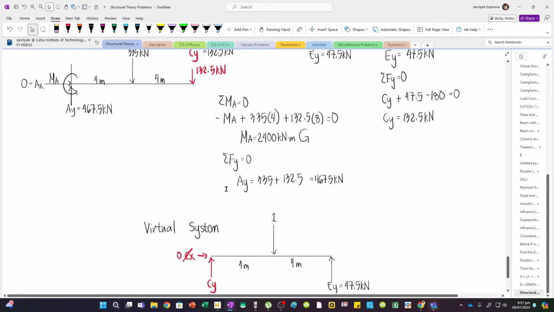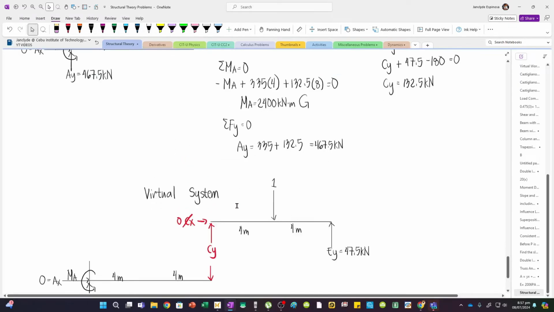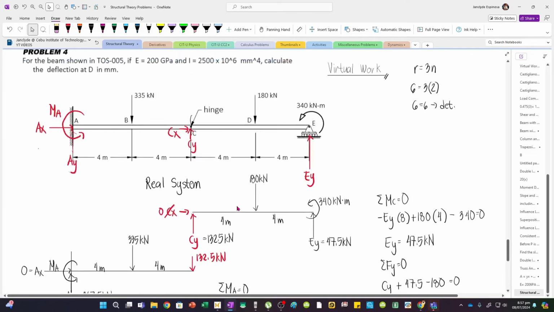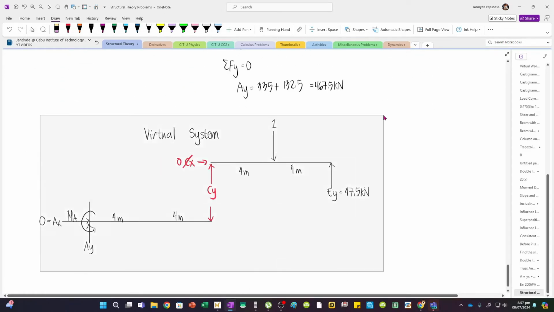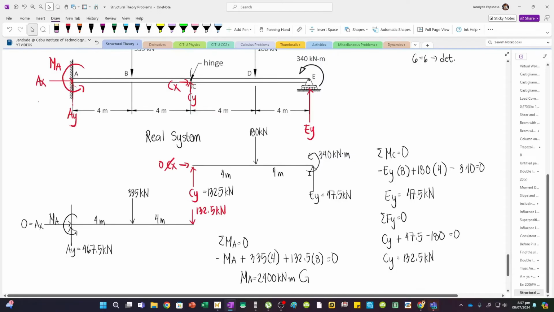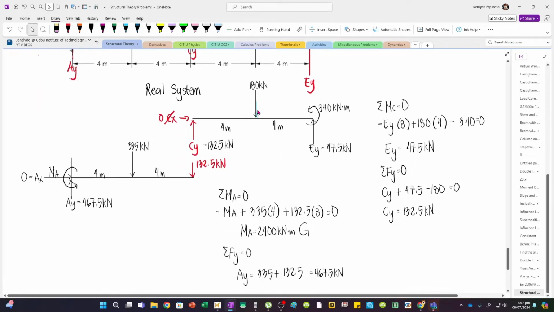Now dati, yung technique ko, if I will use virtual work, di ko na ito-draw yung virtual system. Iisipin ko na lang na I have one right here, and then I will just solve the reaction simultaneously. But if I will do that kasi, maybe it will be confusing for you. So that's why we are just separating the two. Pero depende na yan sa'yo.